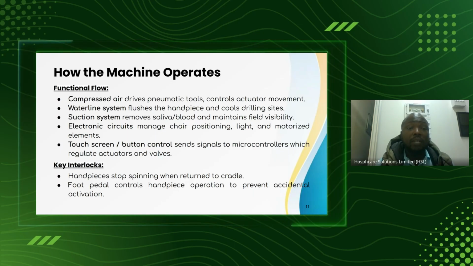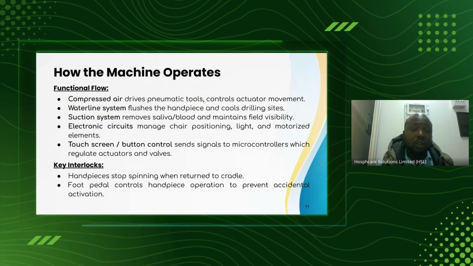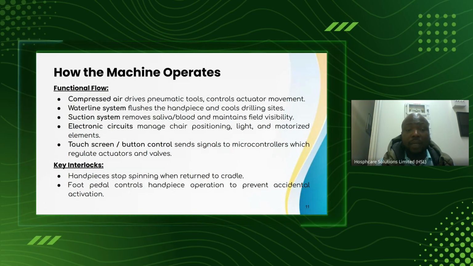Then we have the electronic circuit. This enables the control of lights, movement, scalers, light keyword, and so forth. We have touch screen and button control. These are just the activation keys that you use to activate this movement.